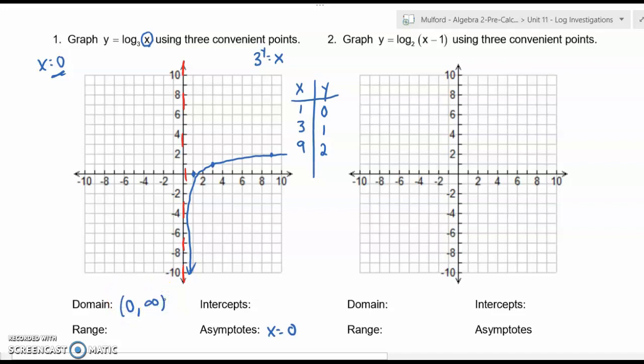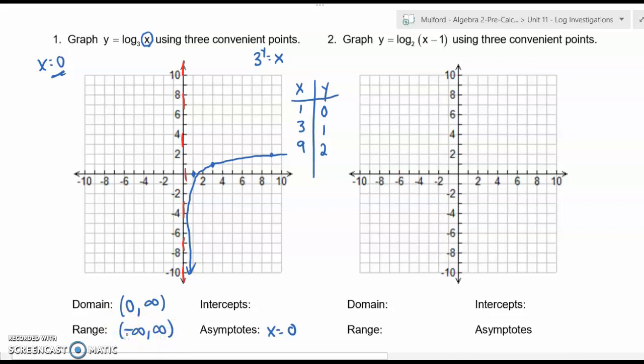As far as range goes, I can hopefully clearly see that this goes down to negative infinity. And as I keep going, it's not going to grow very fast, but it is going to grow, and it's going to continue to grow and continue to grow. It's going to go up to infinity for the range.